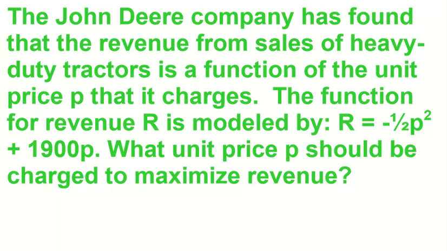So let's look at this one. It's a little bit different. We got John Deere Company has found that revenue from sales of heavy-duty tractors is a function of the unit price P that it charges. The function for revenue is modeled by that equation there. What unit price P should be charged to maximize the revenue?